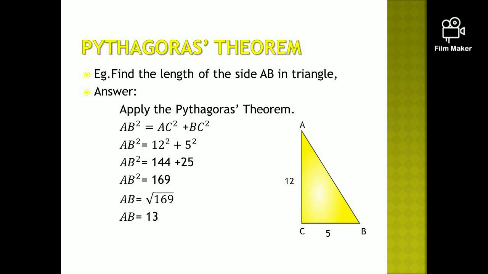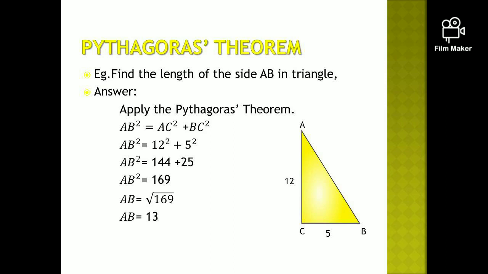Let's try to understand the theory we have learned with this example. Our question is to find the length of the side AB in the triangle. In this triangle, it is already given that the length of AC is 12 and the length of BC is 5. But in our problem, we need to find the length of AB. How do we find it? First, we have to check whether this triangle is a right angle triangle. Yes, as mentioned in the diagram, it's a right angle triangle.